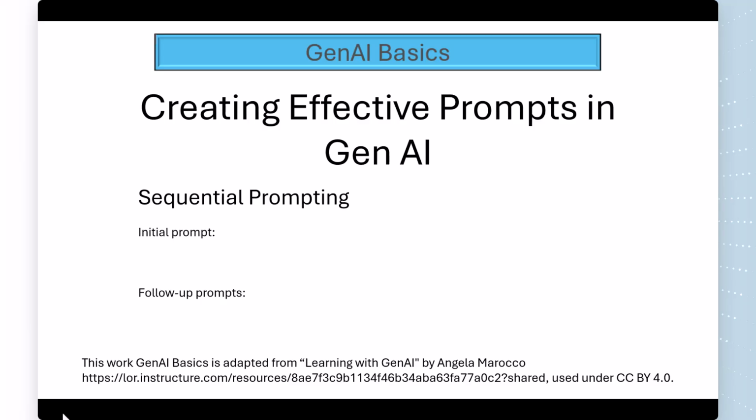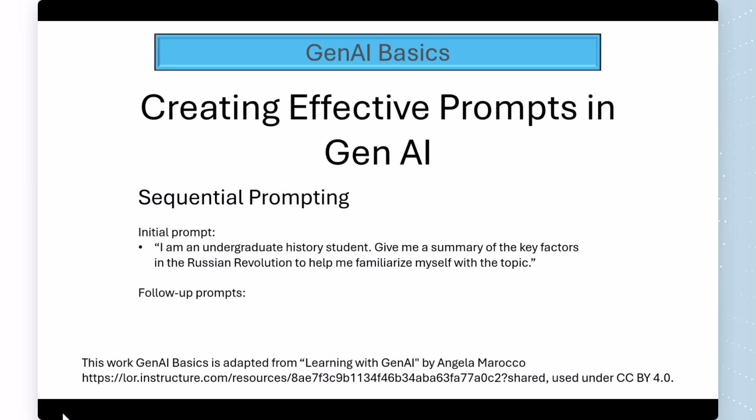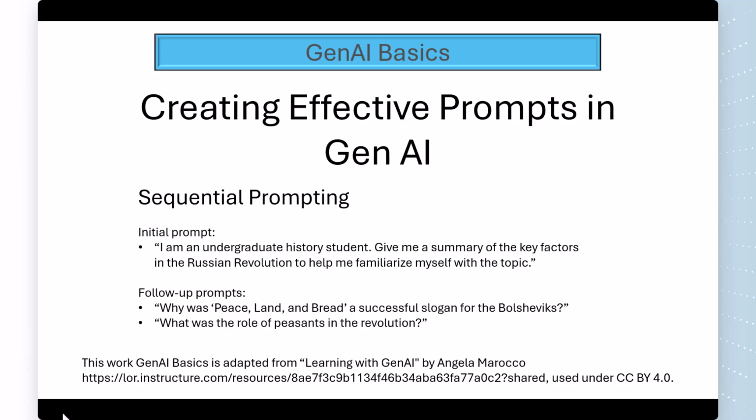Students should leverage sequential prompting when exploring complex topics, developing arguments, or conducting early-stage research. For example, initial prompt: I am an undergraduate history student. Give me a summary of the key factors in the Russian Revolution to help me familiarize myself with the topic. Now that you have a basic understanding, you can drill down with follow-up prompts. Why was "peace, land, and bread" a successful slogan for the Bolsheviks? Or, what was the role of peasants in the revolution? Notice how the questions get more focused.